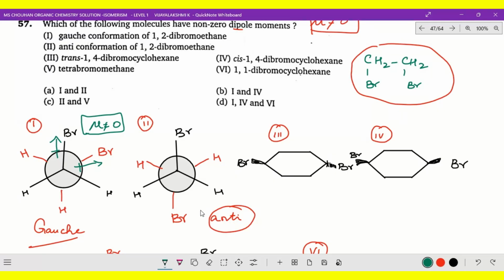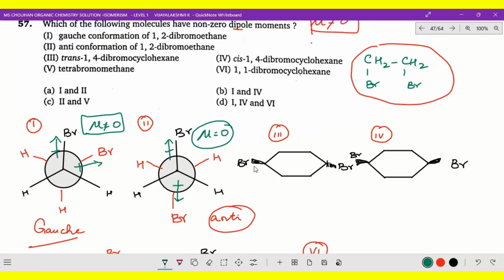And the second one, the anti-conformation of 1,2-dibromoethane, right? One dipole moment goes upwards, and the second one comes downwards. See, front carbon in black color, back carbon in red color, so you can easily identify. They are on opposite sides, so mu is equal to 0. This is not non-zero.